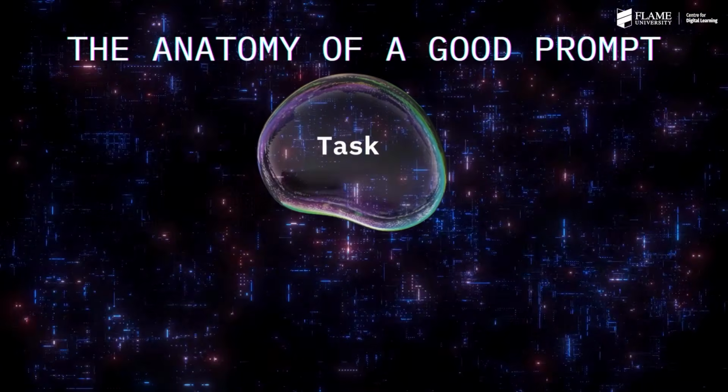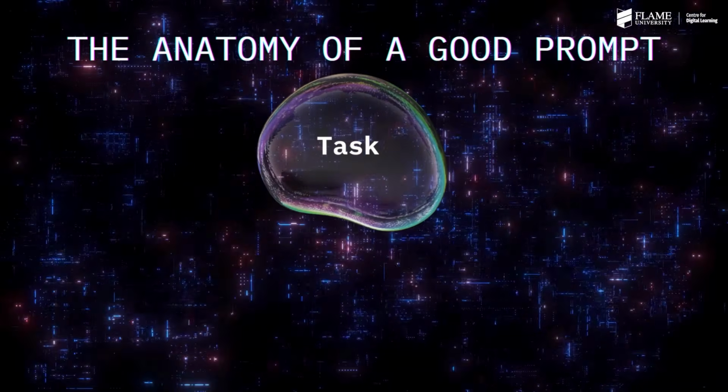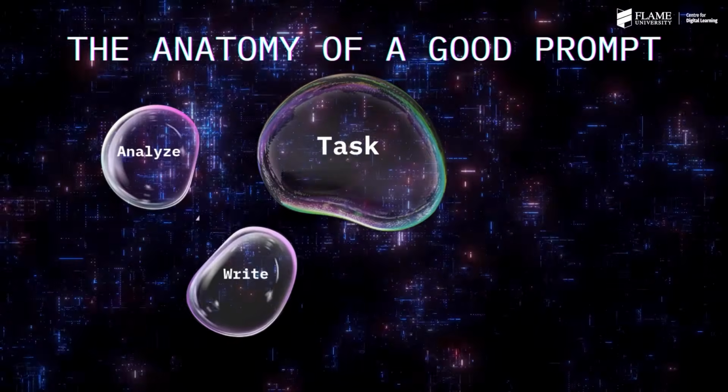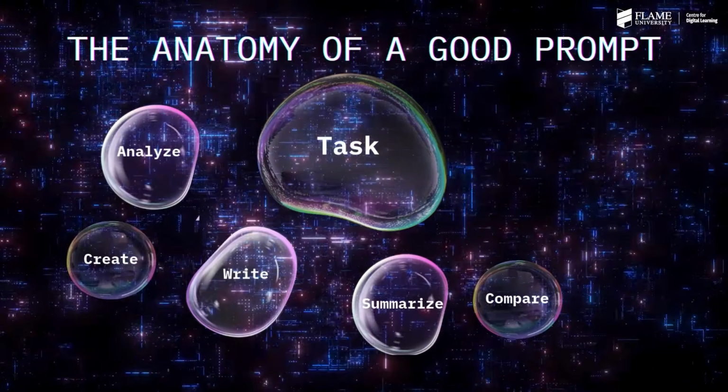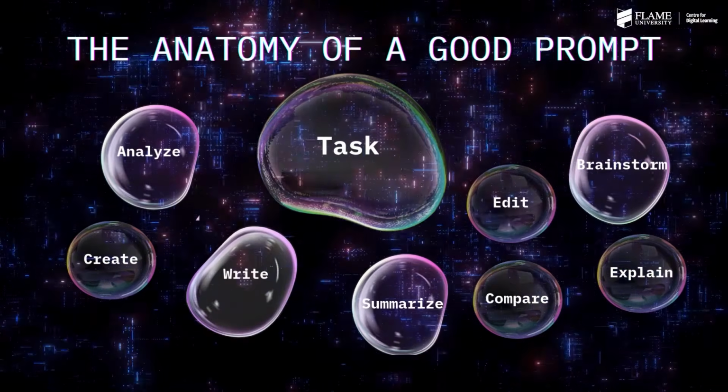Task is the specific action you want the AI to perform. This should be crystal clear. Use action verbs. Analyze, write, summarize, compare, create, explain, brainstorm, edit, etc. Be direct about what you want done.